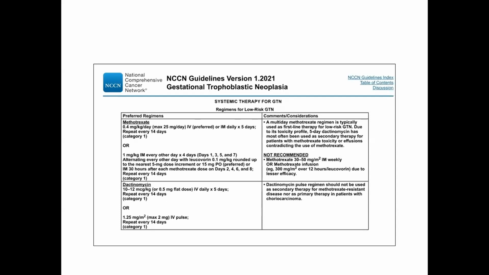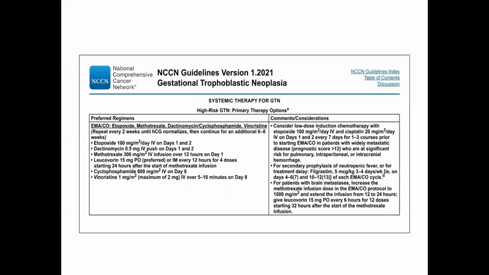Now the question arises of how long a patient should be treated with this chemotherapy. For low risk, it is single agent. For high risk, it is multi-agent EMACO. And EMACO, I think most of us have been acquainted with this term. Now EMACO is etoposide, methotrexate, and dactinomycin, or actinomycin D for the A.